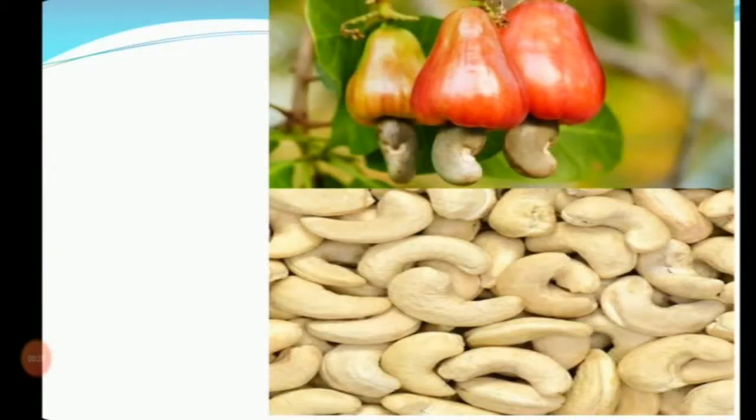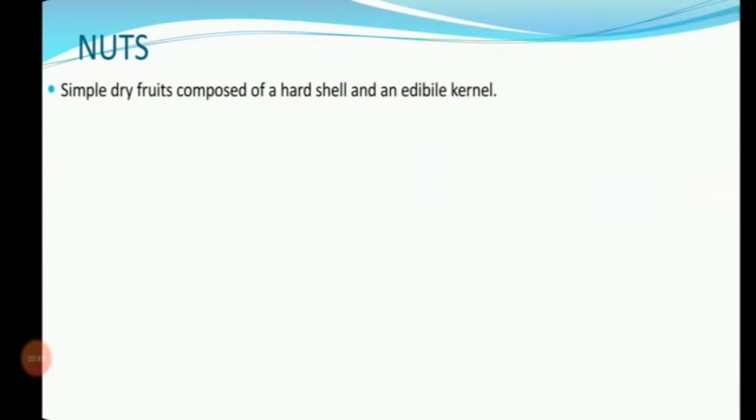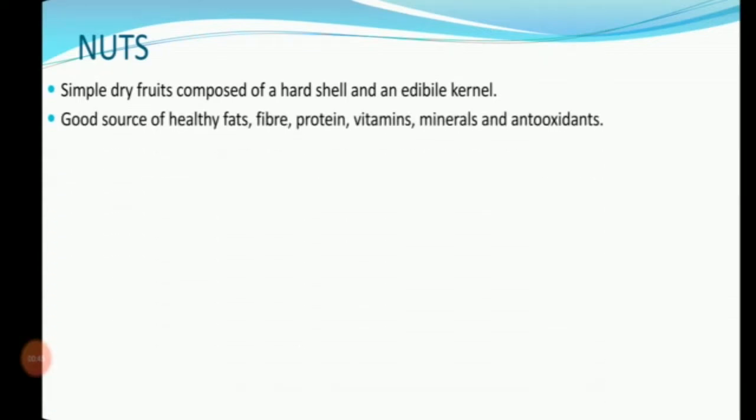See the pictures. This is the cashew nut we use in our regular life for making sweets and some other food items. Nuts are dry fruits. Nuts are simple dry fruits, composed of a hard shell and an edible kernel. Kernel is nothing but the edible part. It is covered by the hard shell. Nuts are good sources of healthy fats, fibers, proteins, vitamins, minerals, and antioxidants.